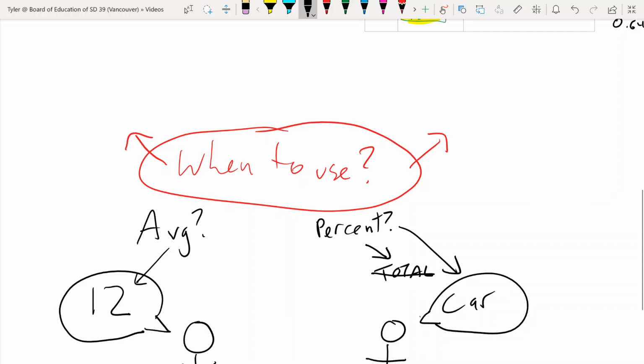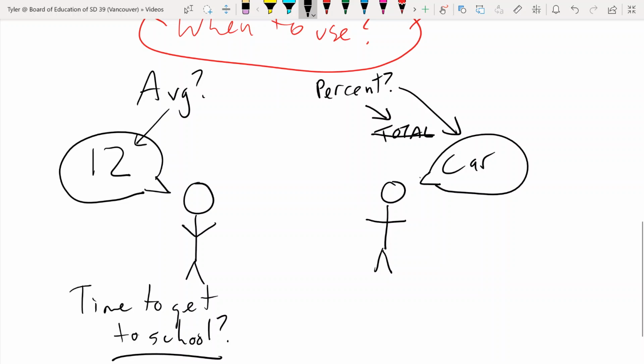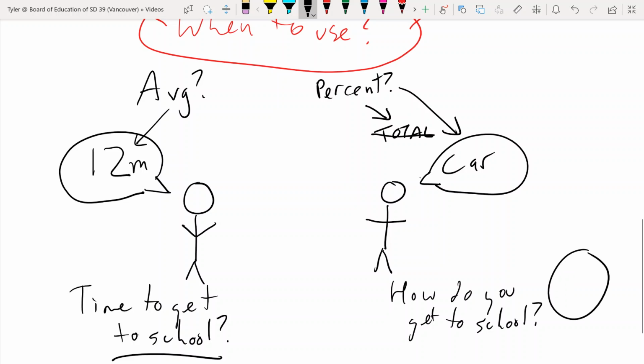Think of it this way. Let's do some examples. We'll say like the time to get to school. If he says 12 minutes, I'd be able to find the average time it takes if I ask all those different people. If I ask people, how do you get to school? And they said, oh, well, car or bus or train or whatever, right? Then I could find out what percent is each type of answer. And I could find that using the skills I used before. That's the basic rule of thumb. If it's numbers, it's average. If it's a word answer, it's percent.